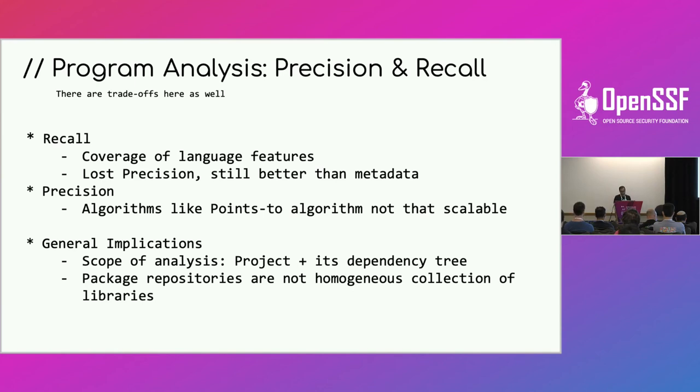And that's the thing. So the general implication is, when you want to do program analysis in the context of dependency management, you have to think about the scope of the analysis, which is both your project and its dependency tree. And the second part is that package repositories are not a homogeneous collection of libraries.